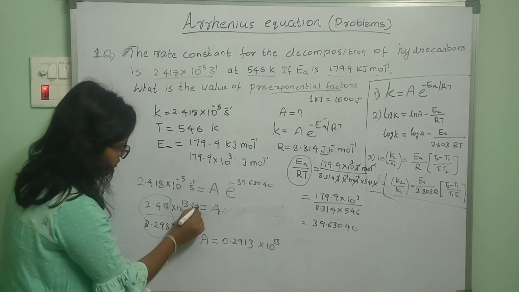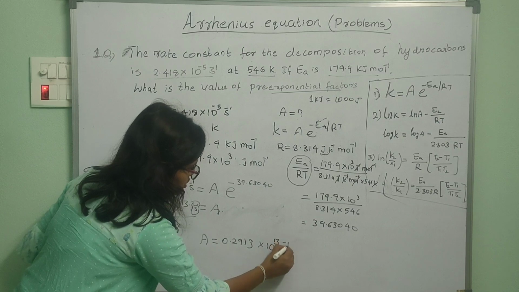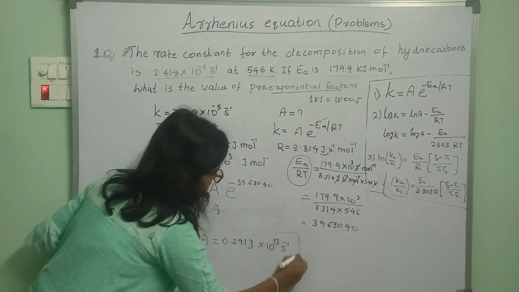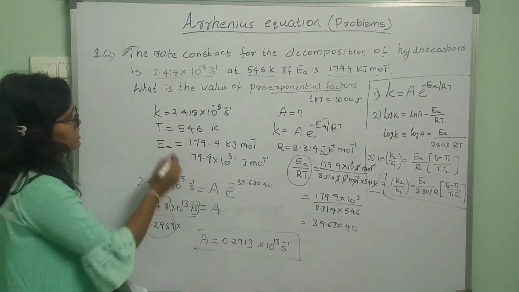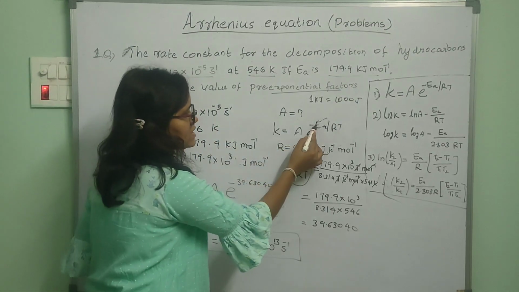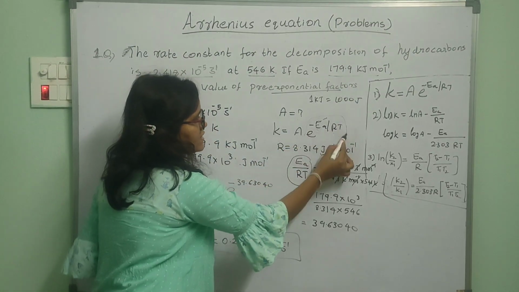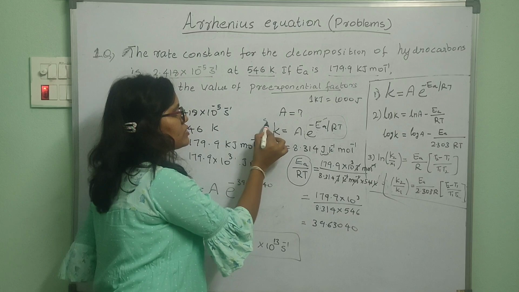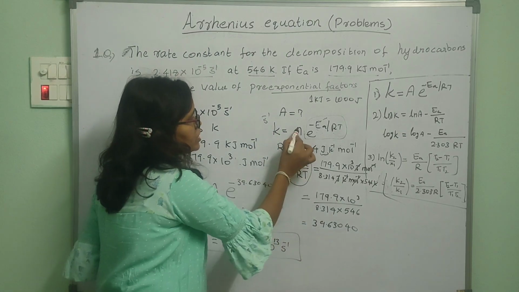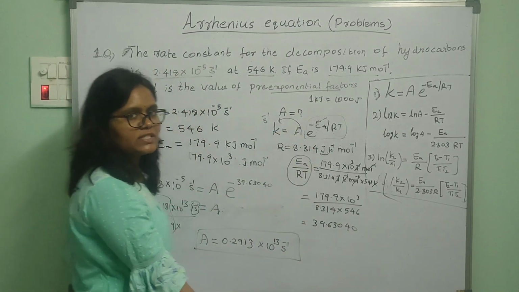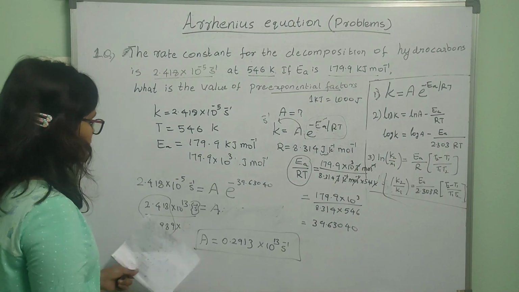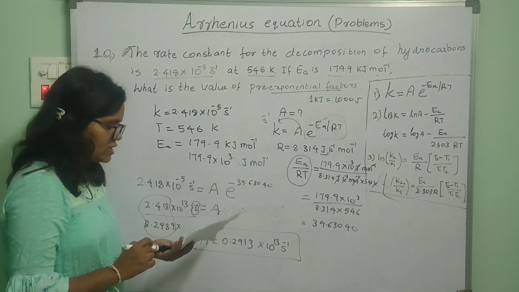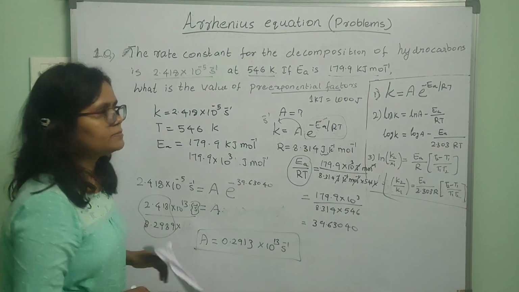Now here you have the unit second inverse. So the unit of A here is second inverse. Since you can easily see this is a number, so this entire thing will be a number. K is in terms of second inverse. So the unit of A will also be second inverse, right? So this is how you solve this problem. Now let us move on to the next problem.